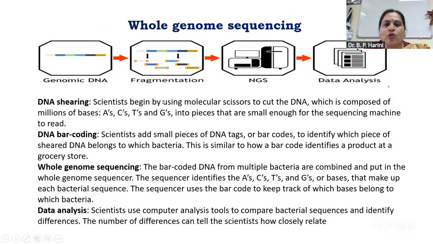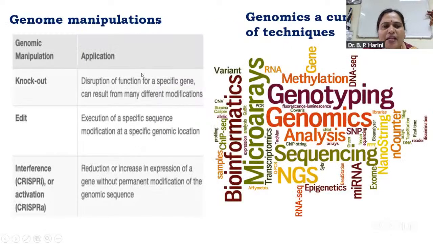So for whole genome sequencing, it is nothing but the genomic DNA we have. It has to undergo fragmentation or else shearing of the DNA. Then it will be processed with next generation sequencing, and ultimately it ends up with the data analysis. There are many genome manipulation techniques, and they are very much cumbersome. The genomic manipulation could be done for knockout, or editing could be done, or interference or activation with CRISPR could be done. In order to have a knockout, disruption of function of a specific gene can result from many different modifications. To edit, execution of specific sequences is required for the modification at specific genomic locations.